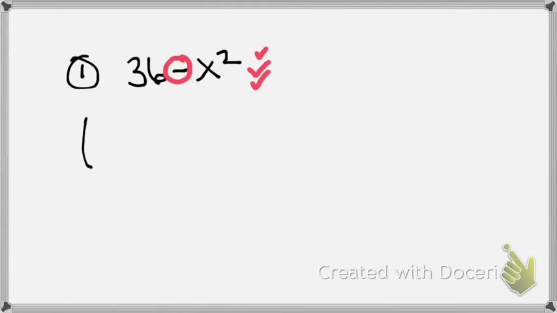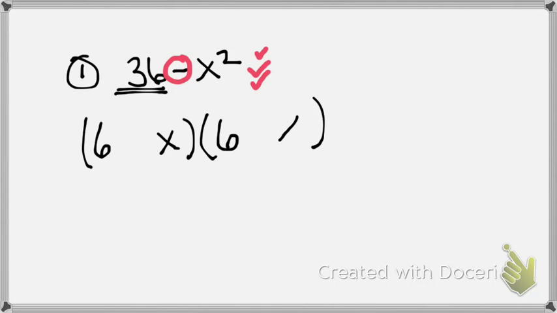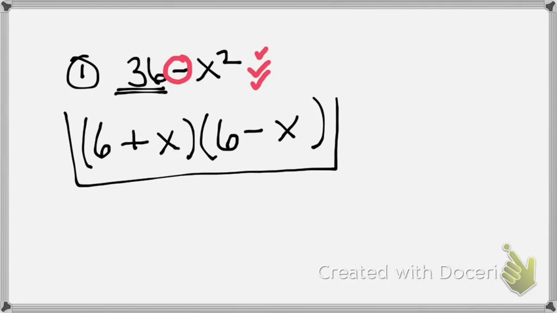Factoring pattern. Because the 36 comes first, the square root of 36 has to go first in your answer. The order is important. If you flip the order of this, the answer is not the same. Square root of x squared is just x. And again, plus, minus. And you're done.